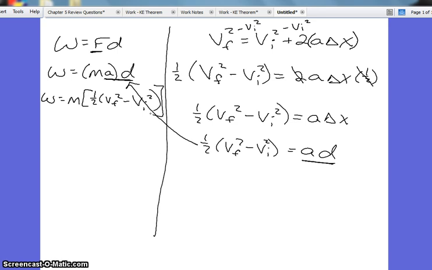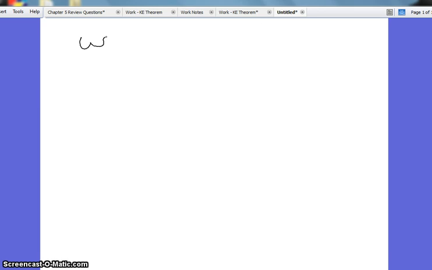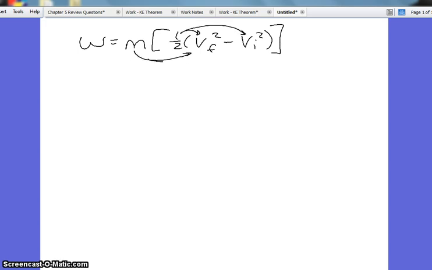It's kind of getting a little convoluted here, so we're going to just rewrite that equation and simplify it. We said mass times the quantity 1/2 times (vf squared minus vi squared). And now we're going to distribute the 1/2 to both v's and distribute the mass to both v's. And so that gives us that the work is 1/2 times the mass times vf squared minus 1/2 times the mass times vi squared.